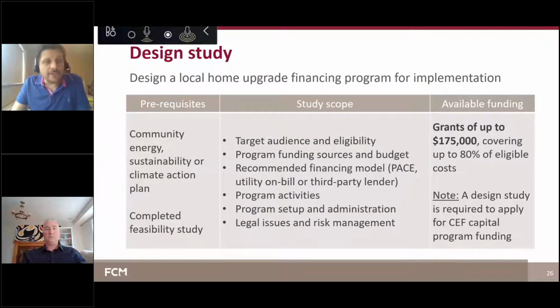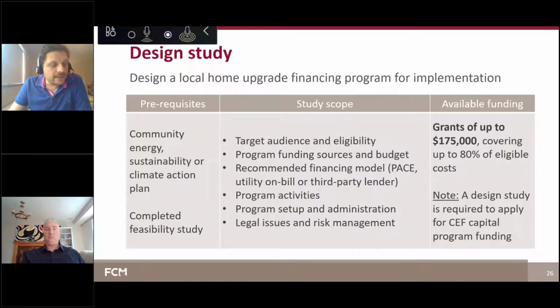So after municipalities have undertaken a feasibility study and have now decided that, yes, we want to proceed in taking the next step, that's where our design studies step in. And you can apply for funding to undertake detailed program design. So this involves thinking through all of the nitty-gritty details of a home upgrade financing program to get it ready for launch. This work also provides the precursor to a program bylaw, which is often required by provincial or territorial legislation to permit the introduction of a new program.